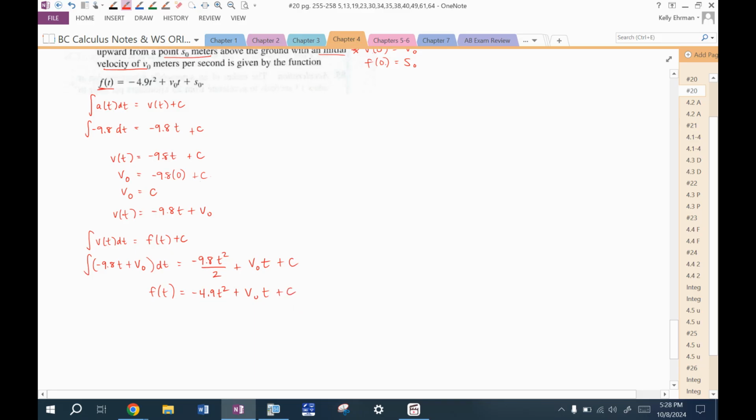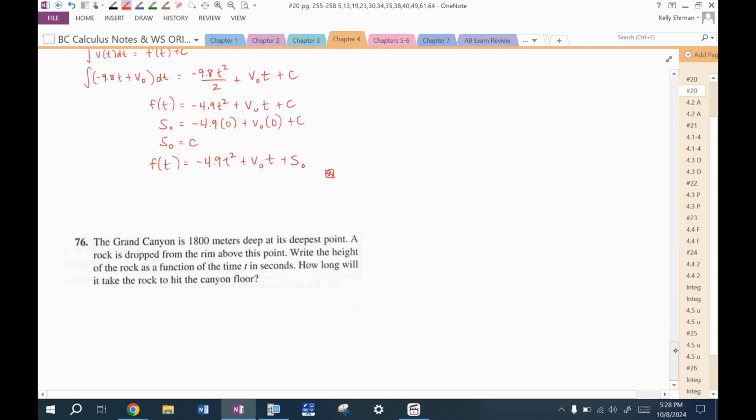And then again, when we put in 0 time, we get s sub 0, the initial position that we launched from, whether that's the ground or height of a building, something like that. But you're putting in 0 for all of the times. So that means that c is the initial position. So therefore, f of t is equal to negative 4.9 t squared plus v sub 0 t plus s sub 0. So just put a little box like we're done.